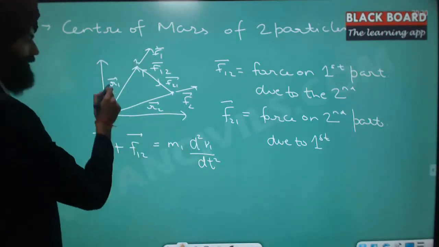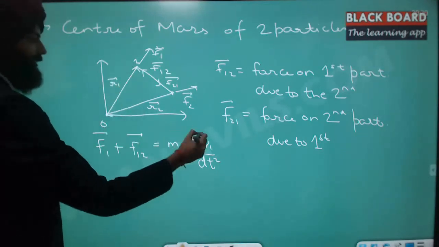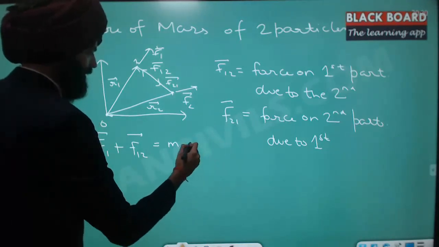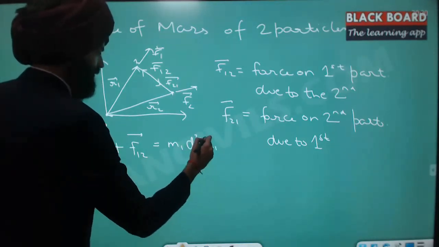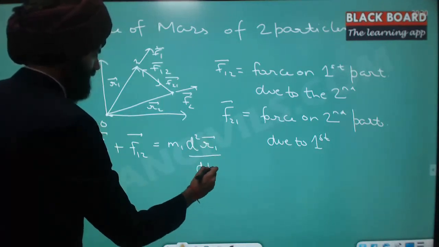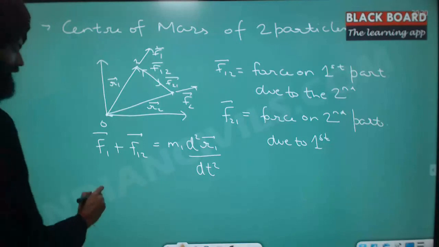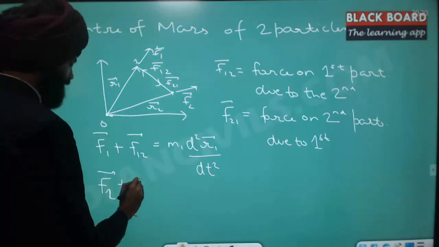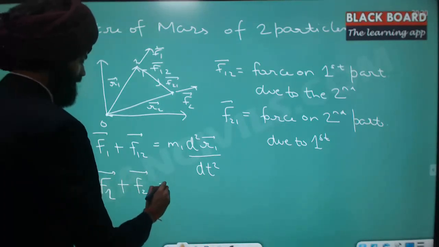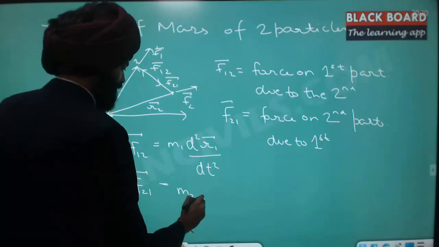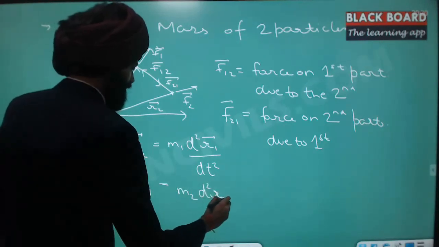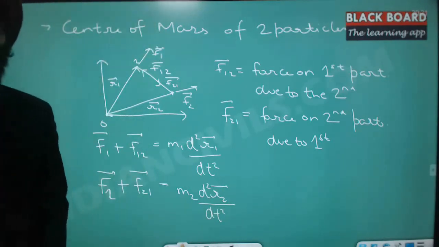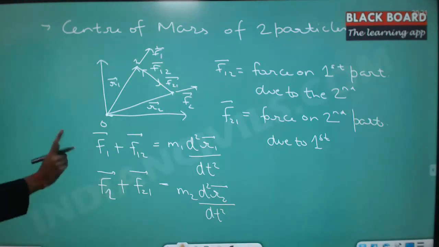So the mass is the mass of particle 1, and the acceleration is the acceleration of particle 1. We have chosen R1 here because R1 is the distance of particle 1 from the center, so we keep the same notation. Similarly, on particle 2, the net force acting is F2 plus F21, which is M2 d square R2 upon dt square. All right, so we have these two equations.